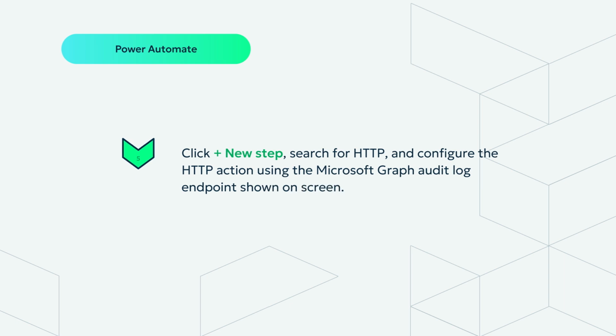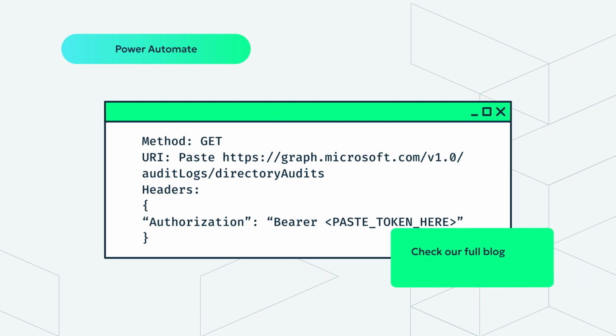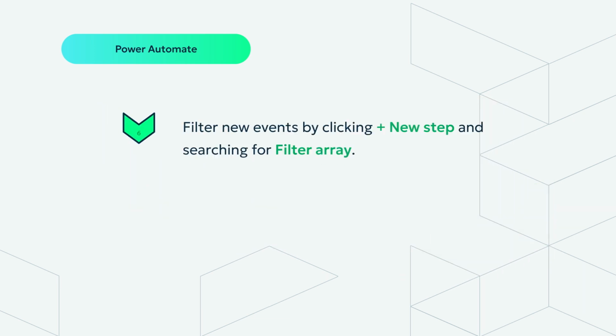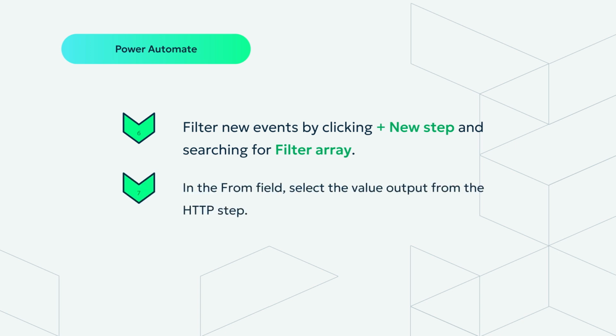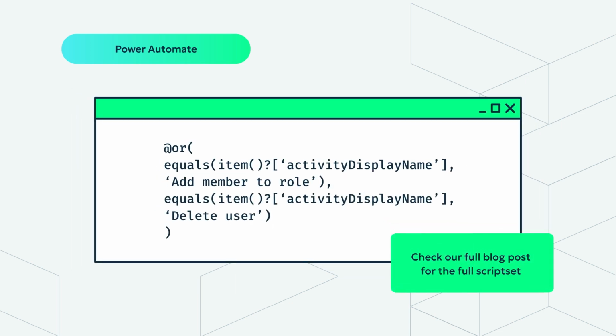Afterwards, click plus New Step, search for HTTP, and configure the HTTP action using the Microsoft Graph audit log endpoint shown on screen. Configure the following. Then, filter new events by clicking plus New Step and searching for Filter Array. In the From field, select the value output from the HTTP step, then paste the filter expression shown on screen.